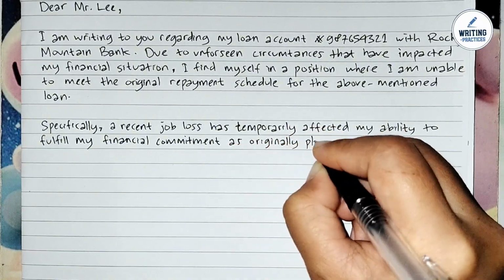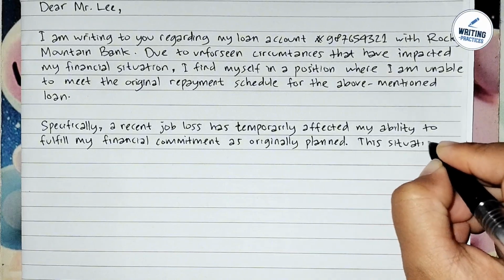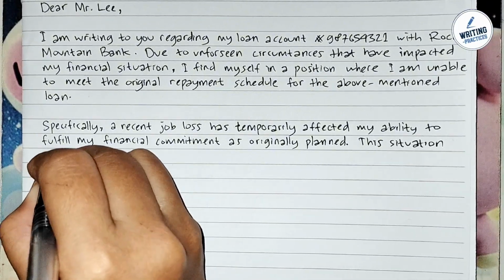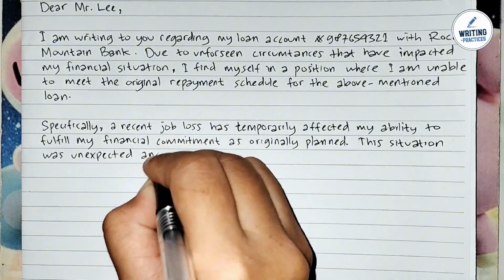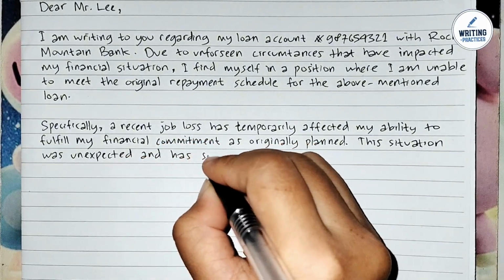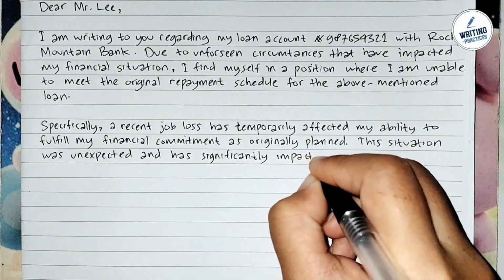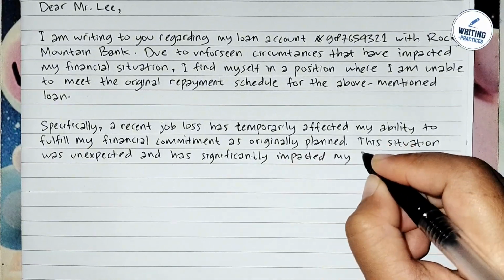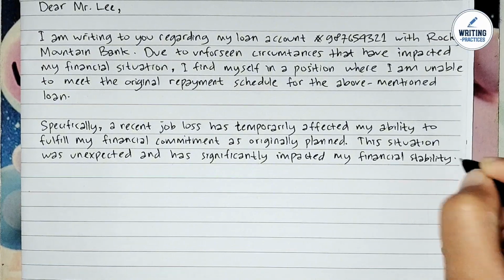Not only that, but you also need to state the impact on your financial situation. Explain to the recipient how these circumstances have affected your ability, as the borrower, to meet the original repayment schedule. If you have no idea what to write, you may simply copy this. "This situation was unexpected, and has significantly impacted my financial stability."